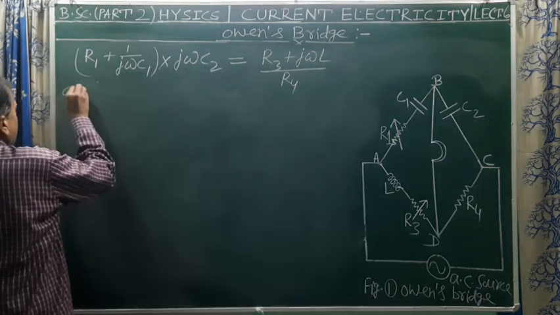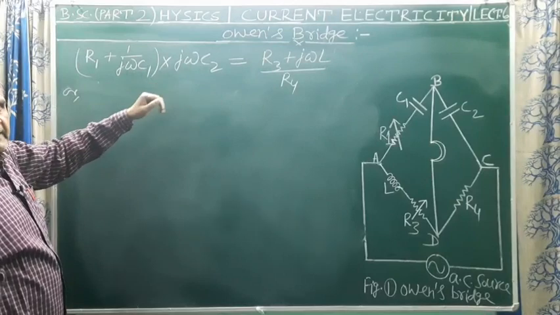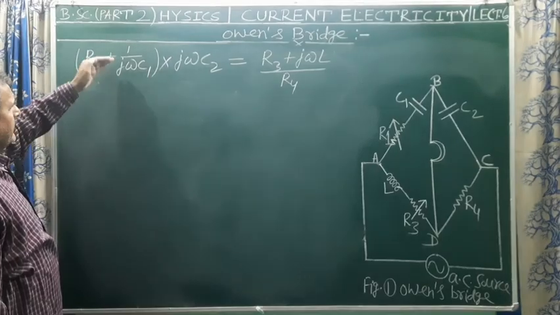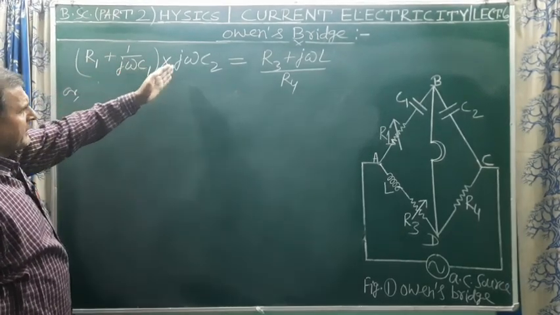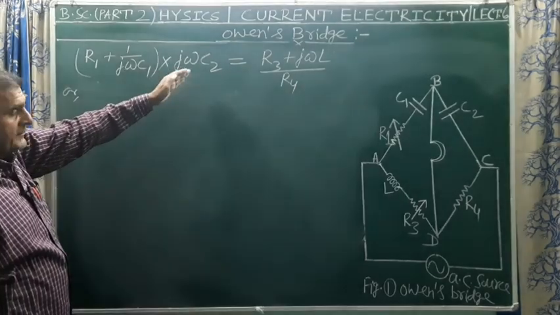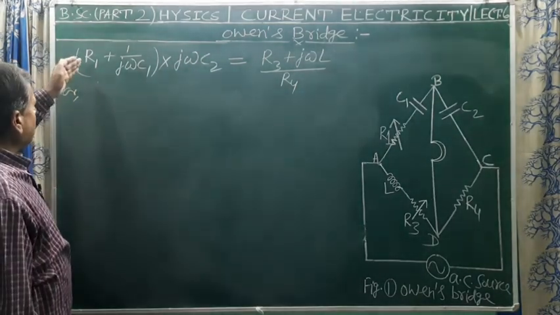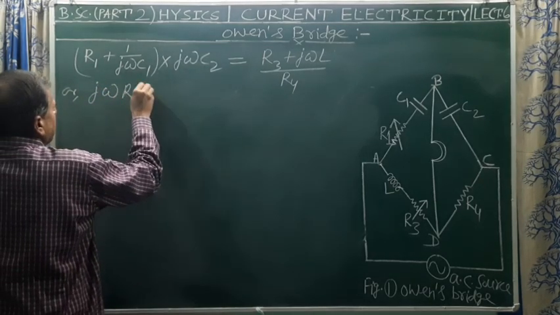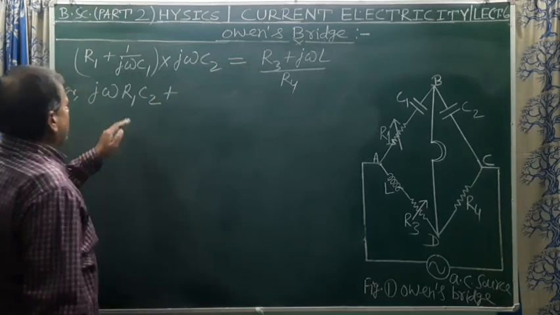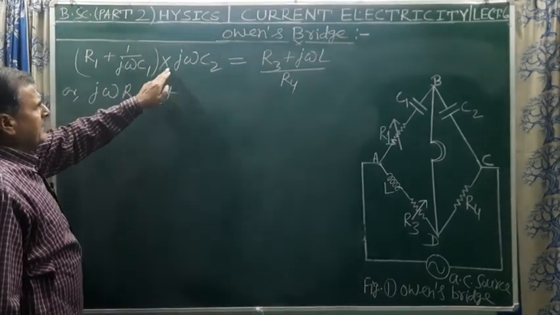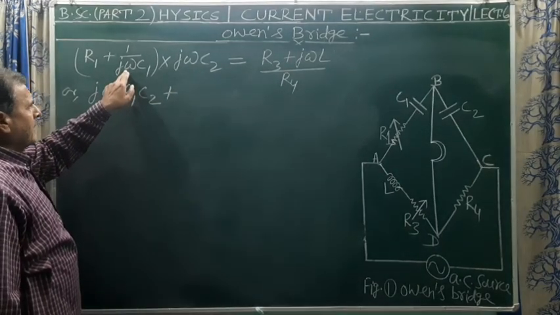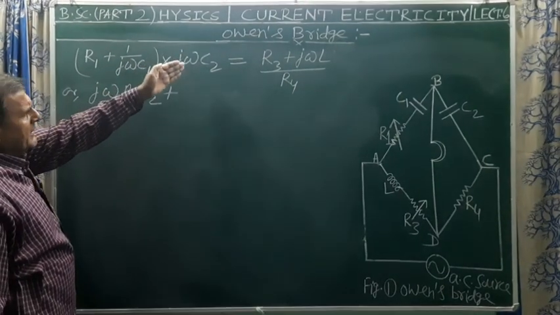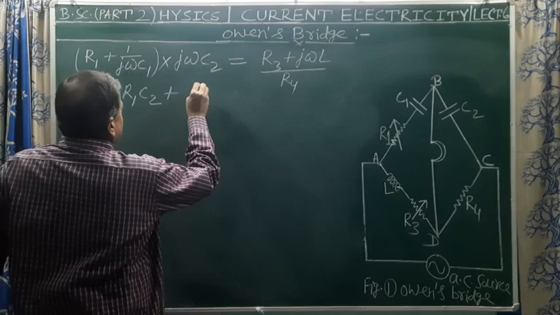Now we have, if the bracket is removed, both terms inside the bracket, the first term R1 and the second term 1 by j omega C1, must be multiplied by the term j omega C2 outside the bracket. So multiplying R1 by j omega C2, we have j omega R1 C2 plus, after multiplying 1 by j omega C1 and j omega C2, j omega in the denominator and numerator will cancel out. So we will be left with 1 by C1 multiplied by C2, that is C2 upon C1.